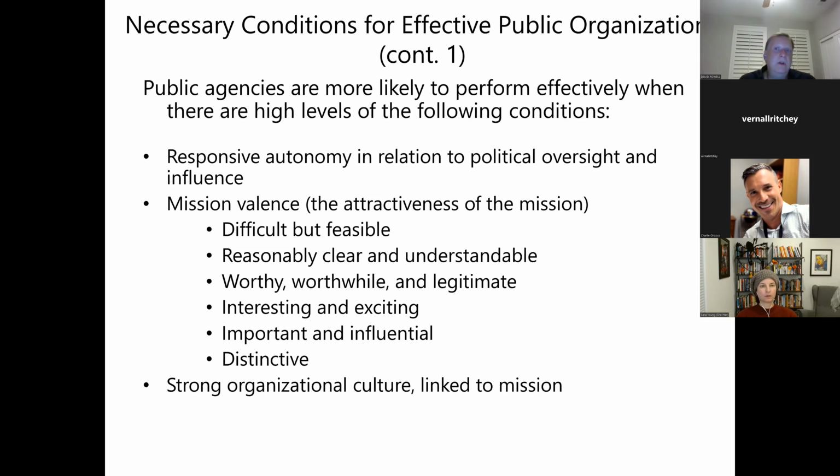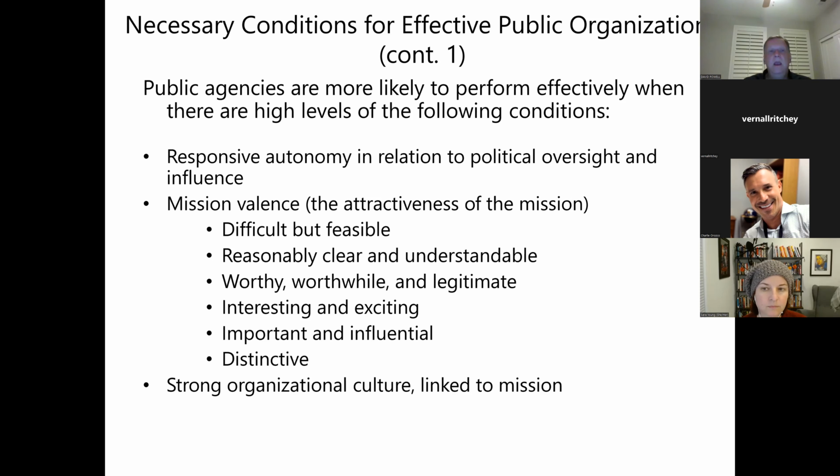In addition to that, to be effective, organizations also have to be responsive to political oversight and influence, but it must be responsive autonomy. You need to keep your autonomy as an organization, but you need to be responsive to political oversight. So you need to be able and willing to provide the information that political entities want. If it's the executive branch or the legislature, you need to be responsive to their requests. The more responsive you are, the more trust is built. The more trust is built, obviously, the better for your resources as an organization. The better your resources, the more likely you are to be effective.